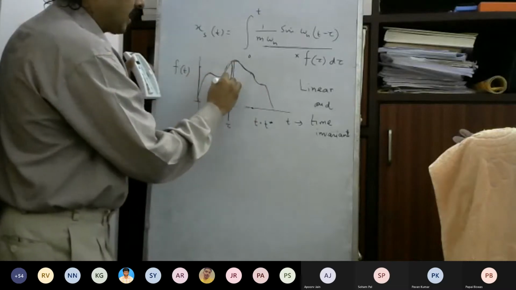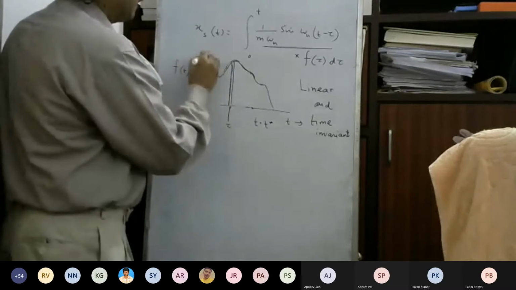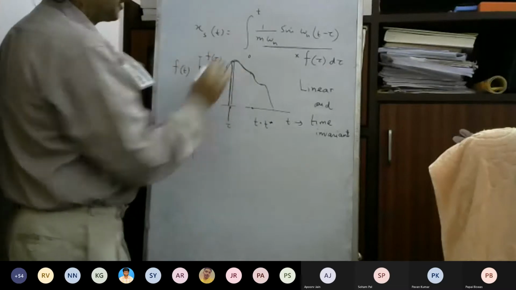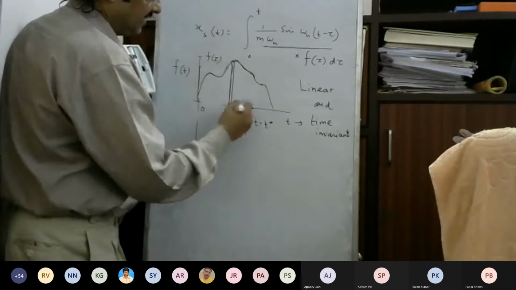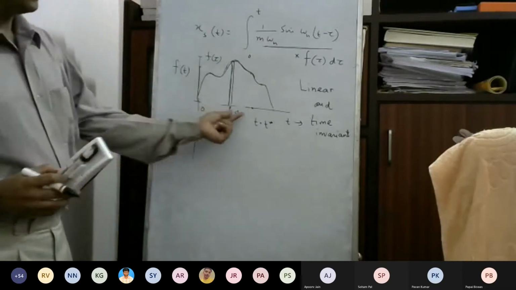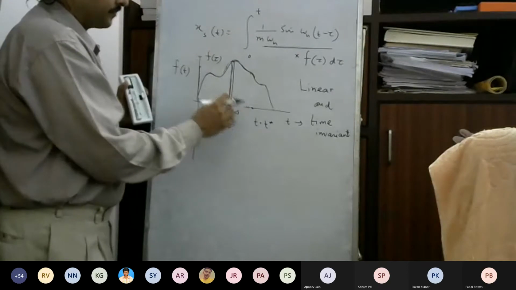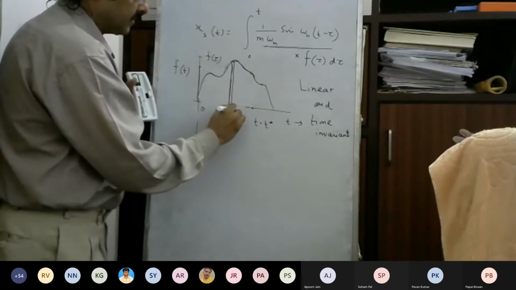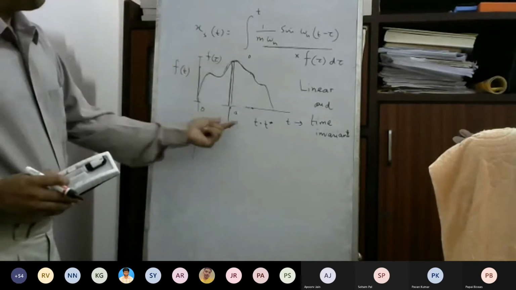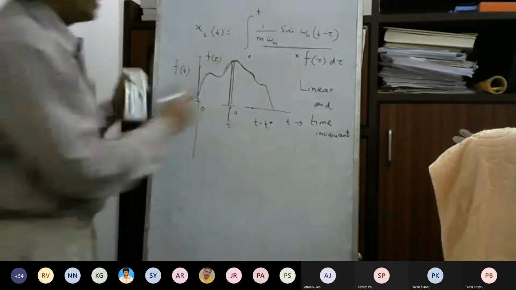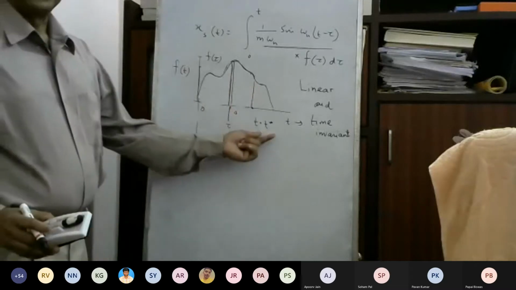At time t equal to tau, I have applied an impulse of certain magnitude, let us say f tau. It's a force, so f tau times delta tau. Let us say that delta is the length. So delta f tau applied at tau, and I measure the response at this point t star.